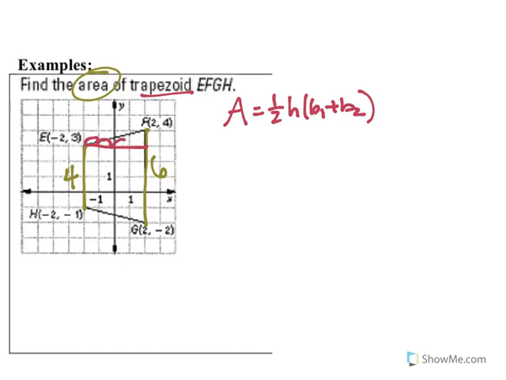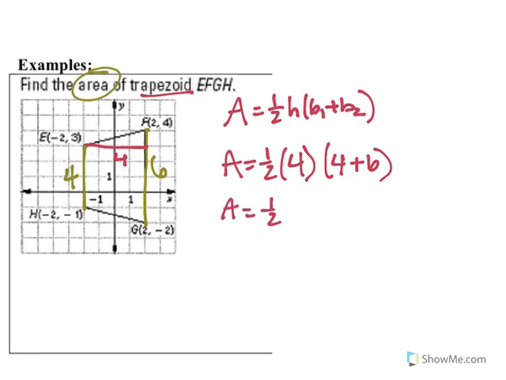So 1, 2, 3, 4. My height is 4 as well. So I'm going to plug and chug. A equals 1/2 times 4 times (4 plus 6). Order of operations, I'm going to add what's on the inside first. Area equals 1/2 times 4 times 10.